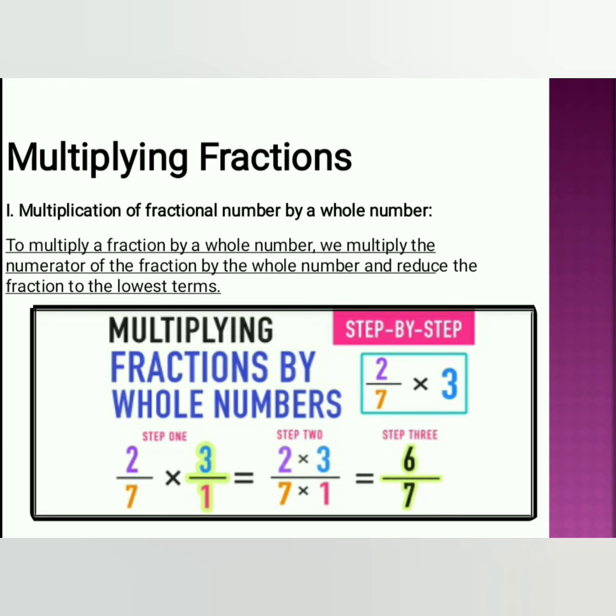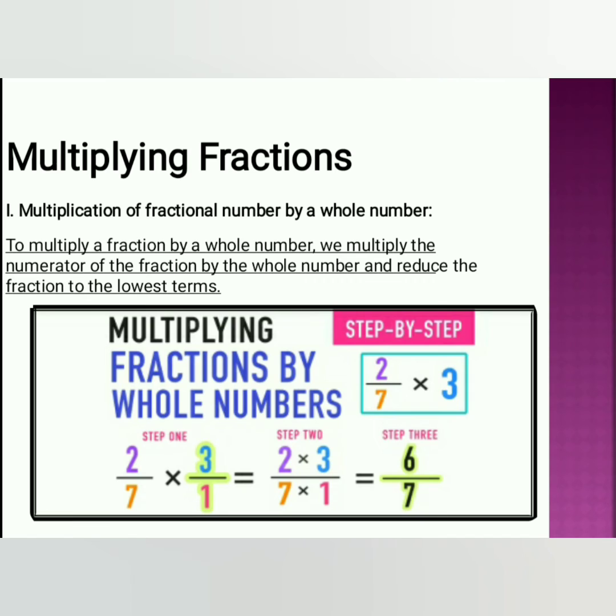To multiply a fraction by a whole number, we multiply the numerator of the fraction by the whole number and then reduce it to the lowest terms. Let us see an example step by step. 2 by 7 multiply 3. Here 3 is a whole number, so we will take the denominator as 1. So 2 by 7 will be multiplied with 3 by 1.